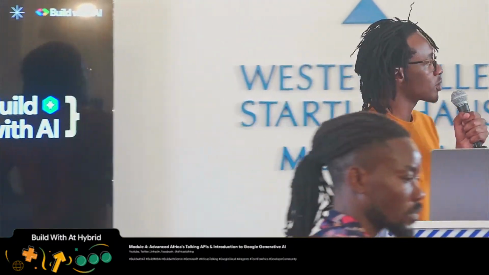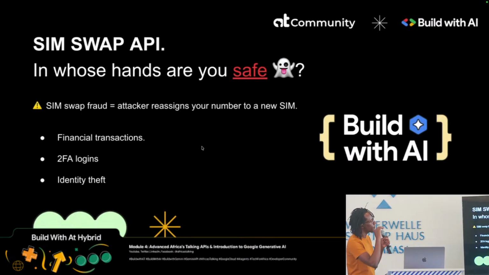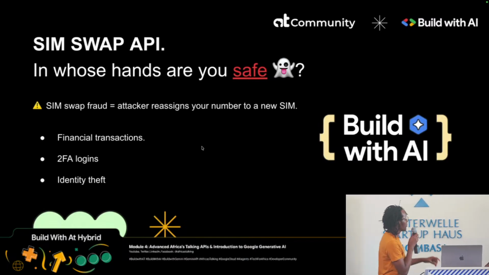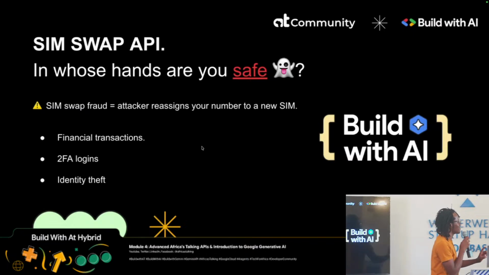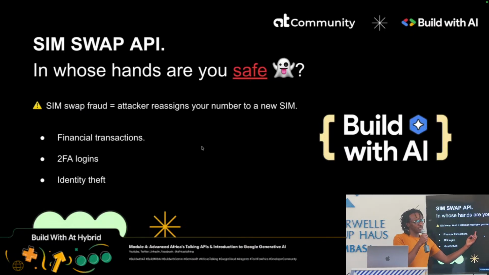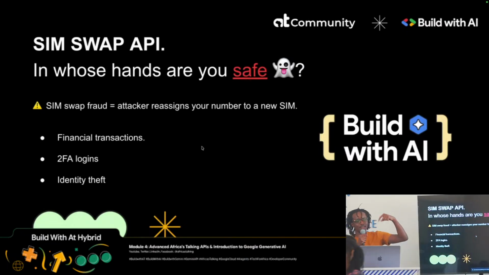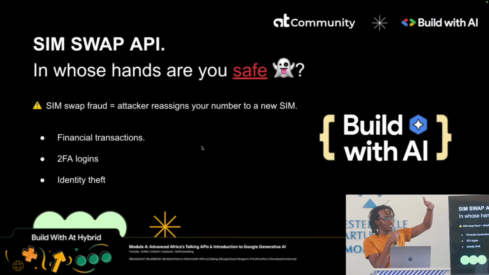So SIM swap fraud is someone claiming to be you whenever OTPs are sent to your number. Think of it this way. You have your bank, say Bank X, let me not name banks, but you have a bank account and your OTPs, one-time pins, are sent via SMS to your phone number. But now this time round, you no longer have access to that phone number, so someone else does, yeah?